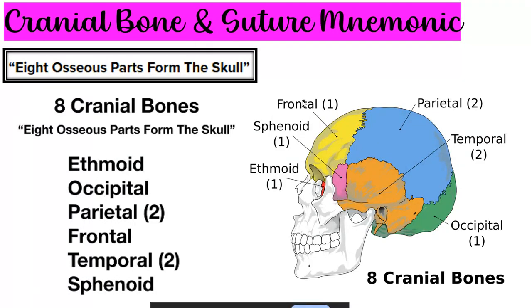Cranial bone and suture mnemonic. 8 osseous parts from the skull. All right. So our skull has 8 cranial bones and 14 facial bones. Right. Let's start with cranial bones. Ethmoid, occipital, a pair of parietal, frontal, a pair of temporal, and sphenoid bone, right?